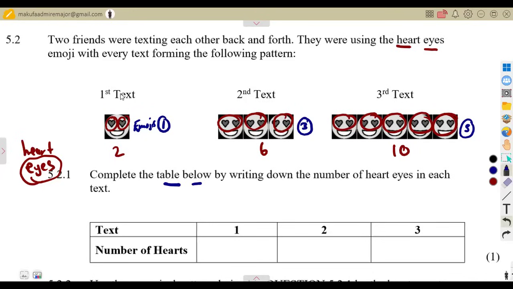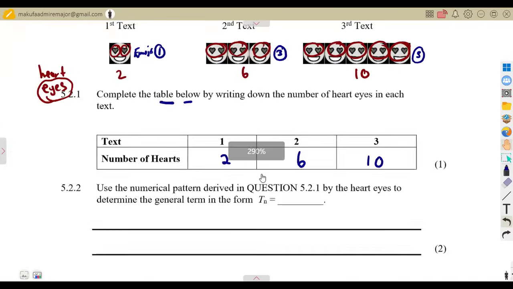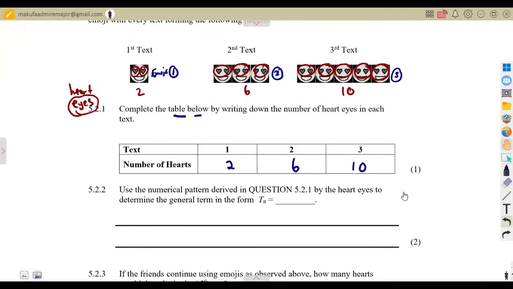All right, the first text, how many? We say there are 2. This one already counted 2. Here there are 6. Here we said they are 10. All right, so that was it on this question. Using the numerical pattern derived in question 5.21, by the number of heart eyes, determine the general term in the form of Tn. So we are determining in terms of heart eyes.